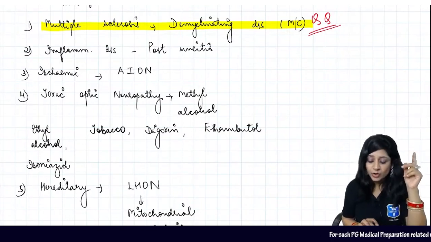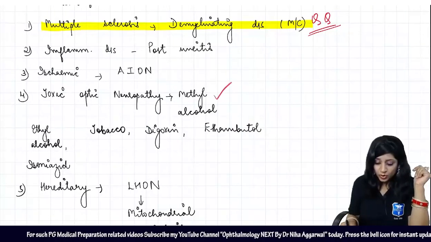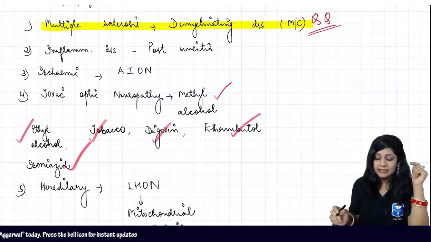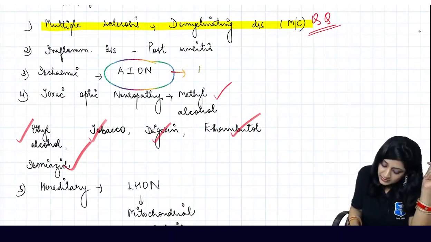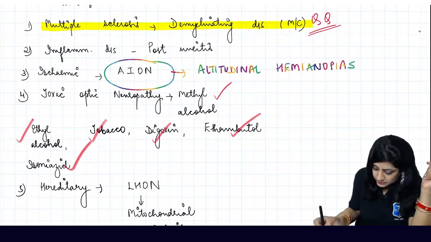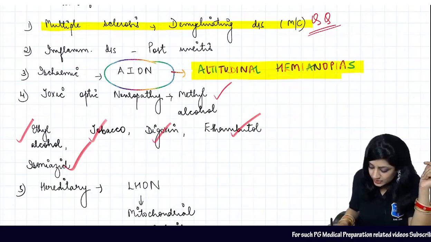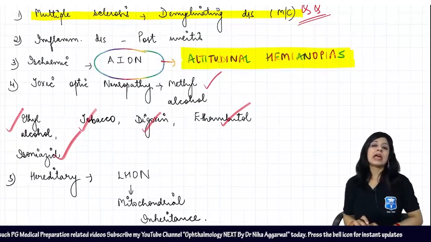Yes, hereditary, toxic, nutritional, ethambutol, isoniazid, methyl alcohol, ethyl alcohol, tobacco, digoxin. All these are there. Where do you get the altitudinal hemianopias? It is anterior ischemic optic neuropathy. We get the altitudinal hemianopias in cases of anterior ischemic optic neuropathy.